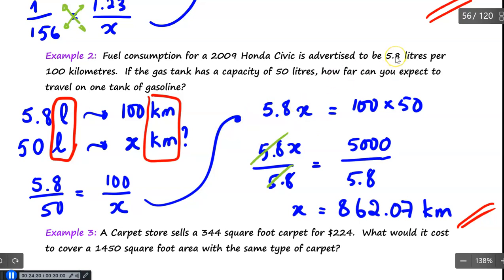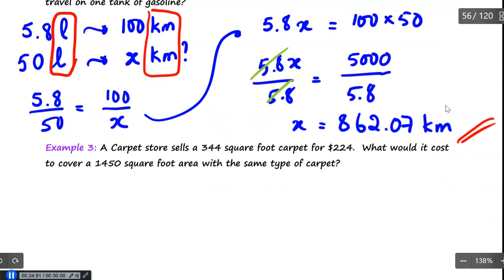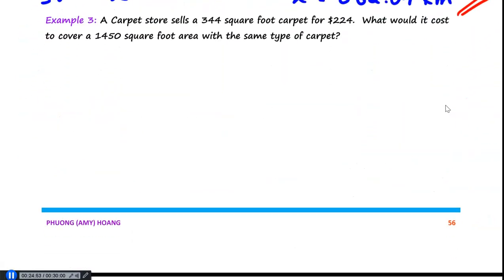Alright, so I've solved for it, and it's actually quite true, right? So 5.8 liters gets you 100 kilometers, then the 50 liters will get you that much. I don't think this is a real number anyway, it's just an example, because I'm not sure if 5.8 liters of gasoline can take me 100 kilometers. Okay, now let's go with example number 3.